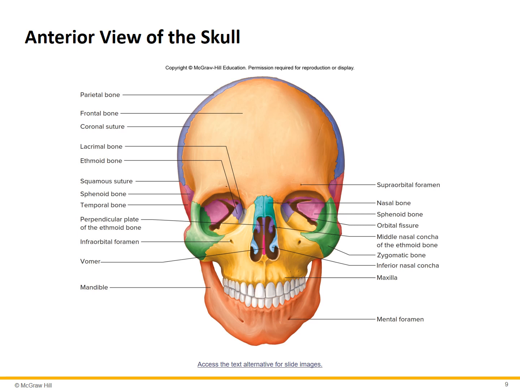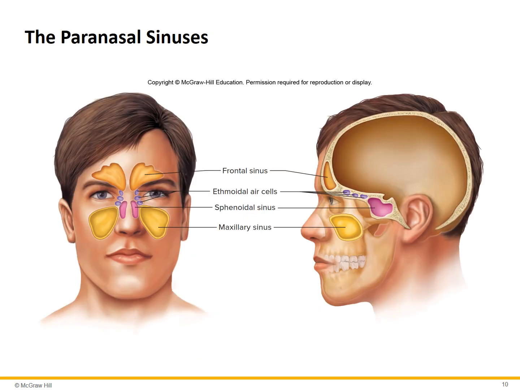This shows the anterior view of the skull. If you look into the orbit of the eye, you can see that it's made up of 6 bones. This picture shows the paranasal sinuses. We will be using the APR images to identify the frontal sinus and the sphenoid sinus.